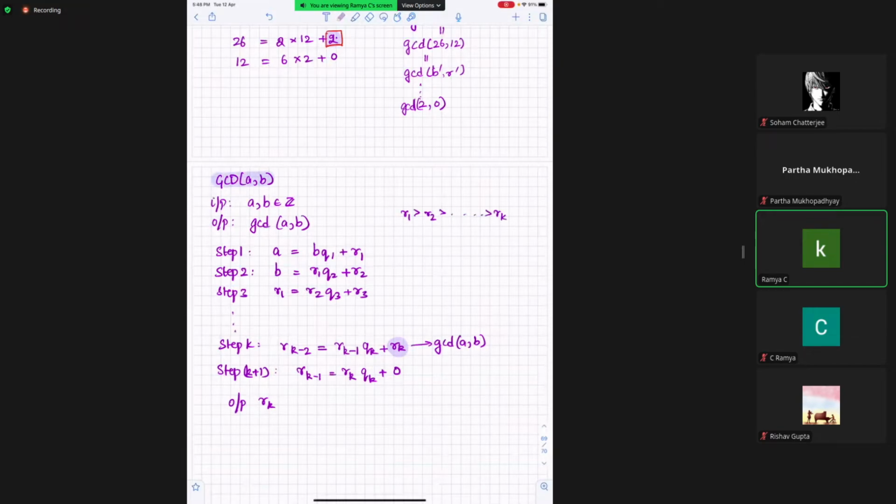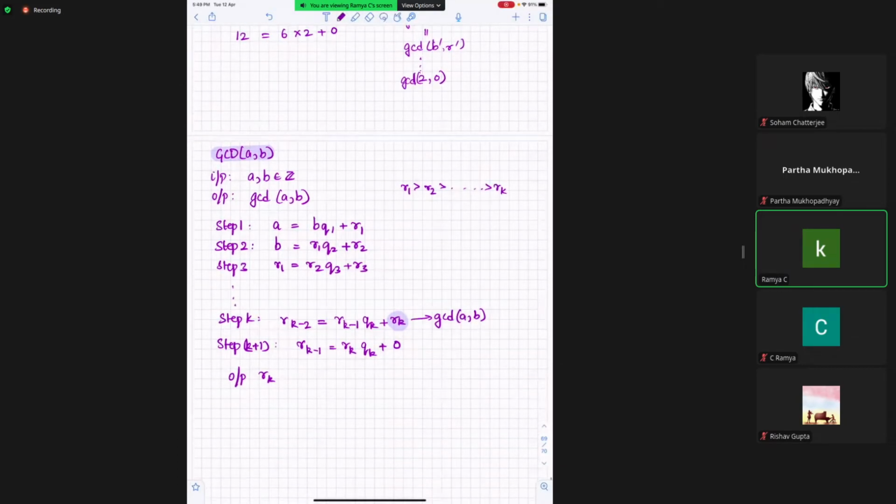Although you haven't seen what an algorithm is, this is a procedure, and I think that much you understand. This is a way to compute the GCD. It's at least much better than sitting and finding all the divisors, making a common list, and then finding the largest. So this algorithm is called Euclid's algorithm.